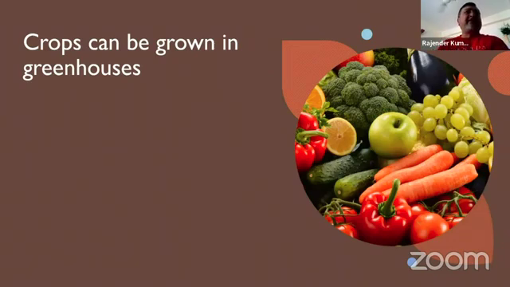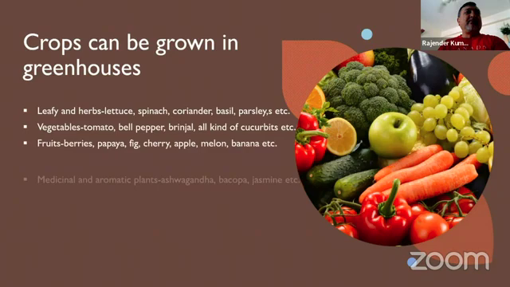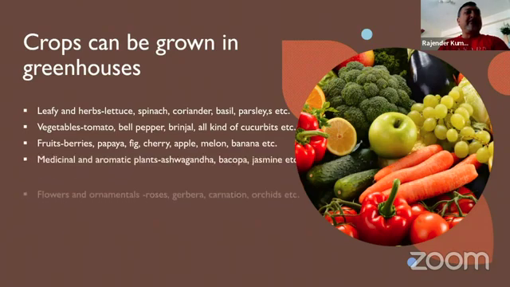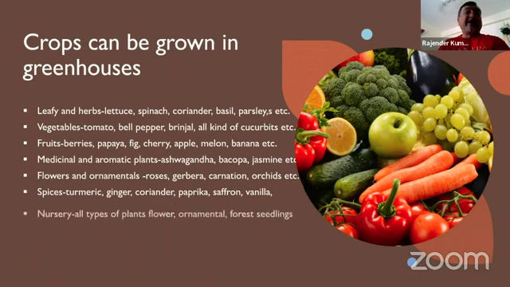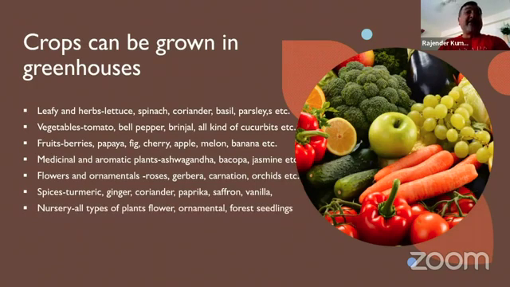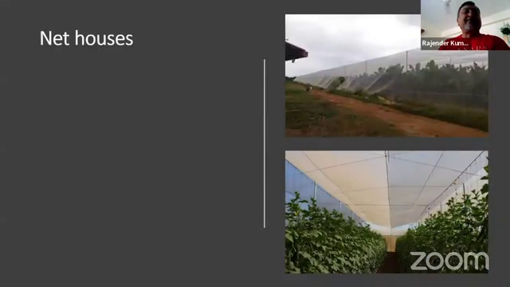A wide variety of crops can be grown in these structures. It may be leafy greens, herbs, vegetables like tomato and peppers, fruits like berries, papaya, cherry, melons, medicinal crops like ashwagandha, bacopa, jasmine, a wide variety of flowers and ornamentals like roses, gerbera, carnation, orchids, and spices like turmeric, ginger, coriander, all kinds of nursery plants. And now people are putting up animal shelters, juice and recreational areas, and even mushroom and algae can be grown under protected cultivation.